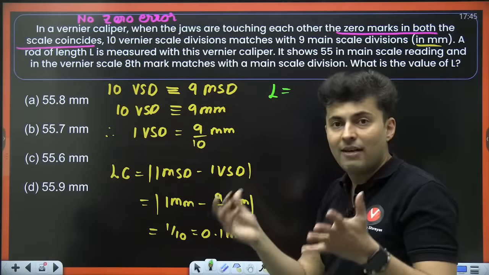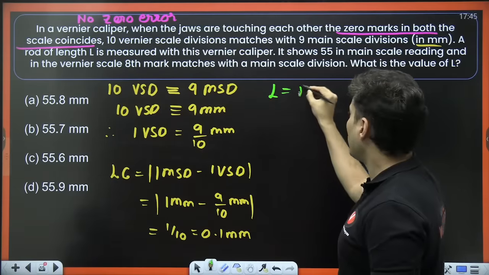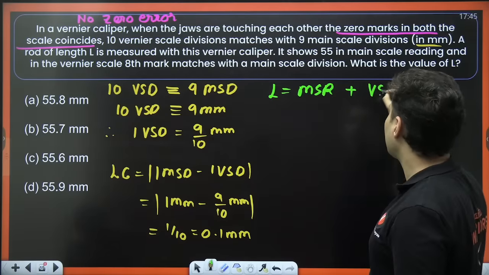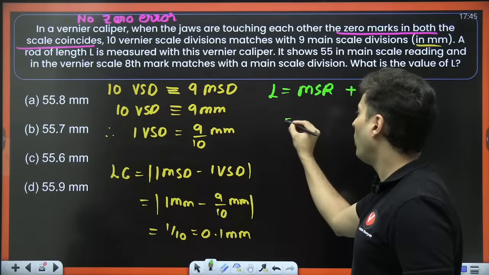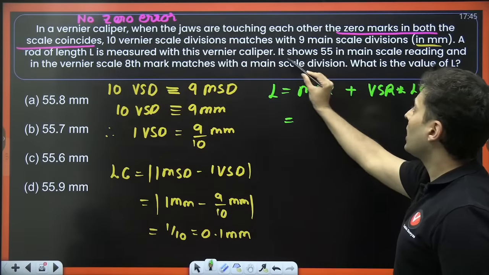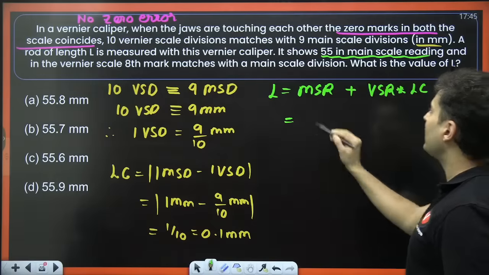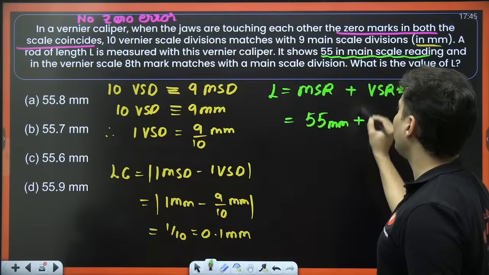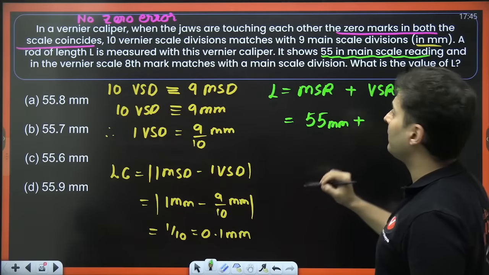So the length, the reading, will be given by your main scale reading plus vernier scale reading multiplied by the least count. What is the main scale reading? Look at it. It shows 55 in main scale reading. So main scale reading is 55 millimeters because one division is 1 millimeter.